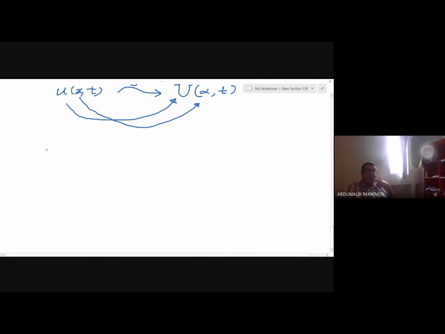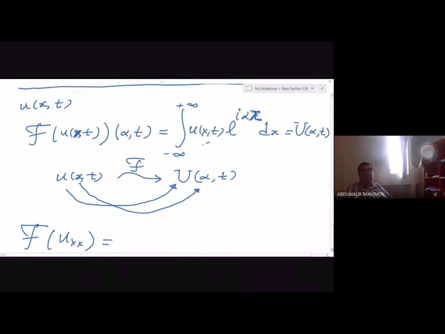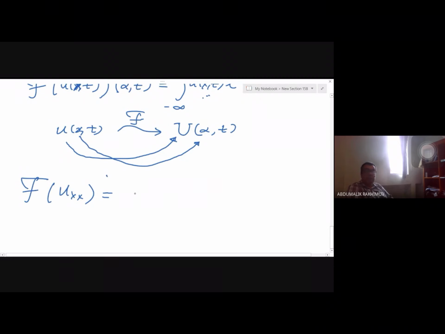Now, what will be the impact on the partial derivatives? For example, if I want to apply Fourier transformation to u_xx, what will be the result? We know the impact: minus alpha squared U capital. Clear? It is killing derivatives with x. If you act on the first derivative with respect to t, for example, nothing will change. It is just u_t. Clear?